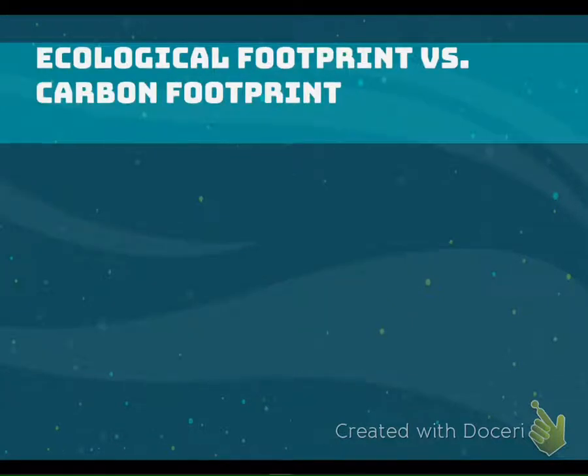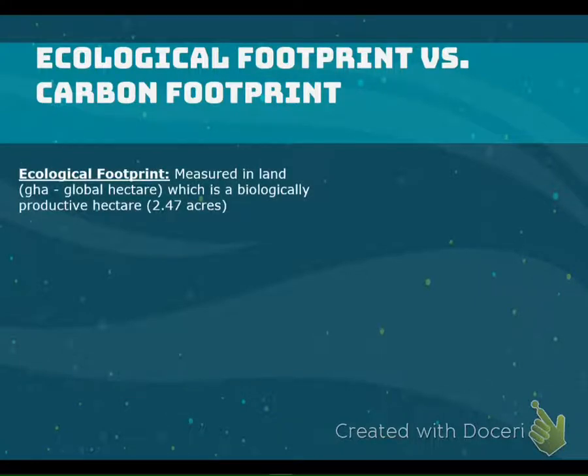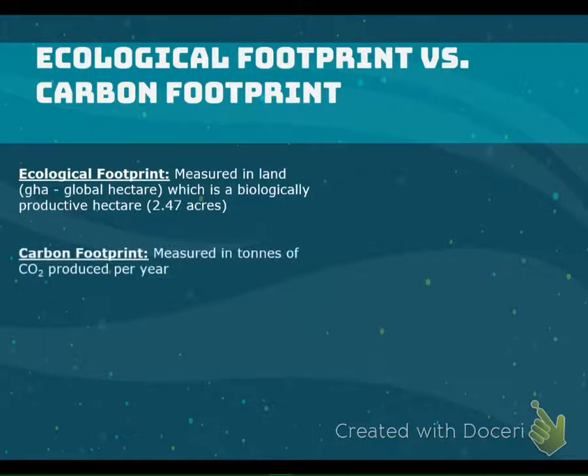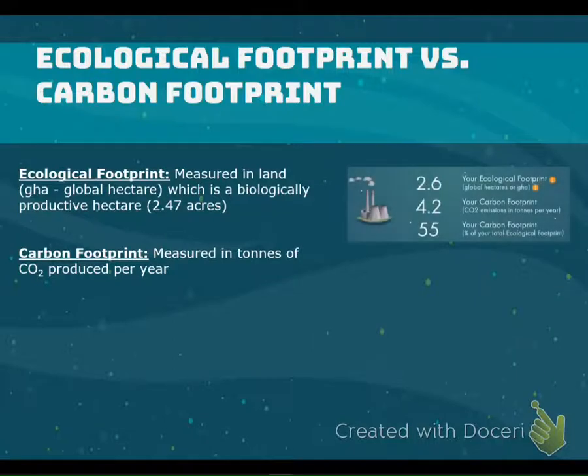Ecological footprint versus carbon footprint. With the ecological footprint, it's measured in land, such as something called the global hectare, which is about 2.47 acres or about 2.5 football fields. A carbon footprint is measured in tons of CO2 produced each year. So for example, your ecological footprint may be 2.6 global hectares. Your carbon footprint may be 4.2 tons of carbon, or 55% of your ecological footprint.